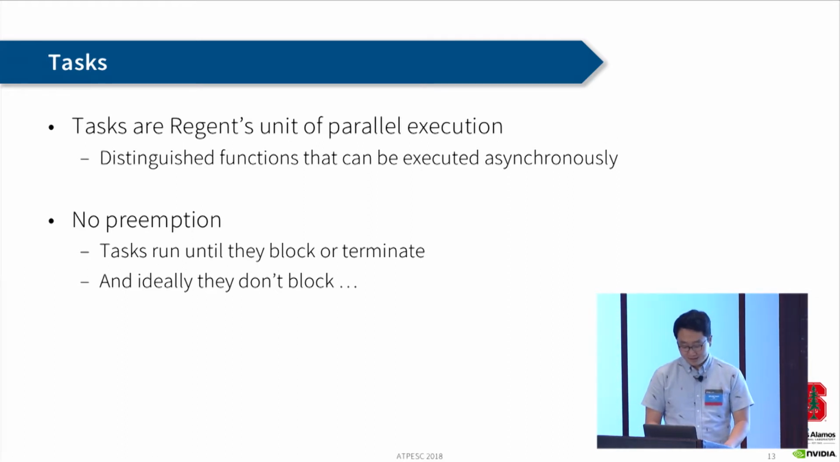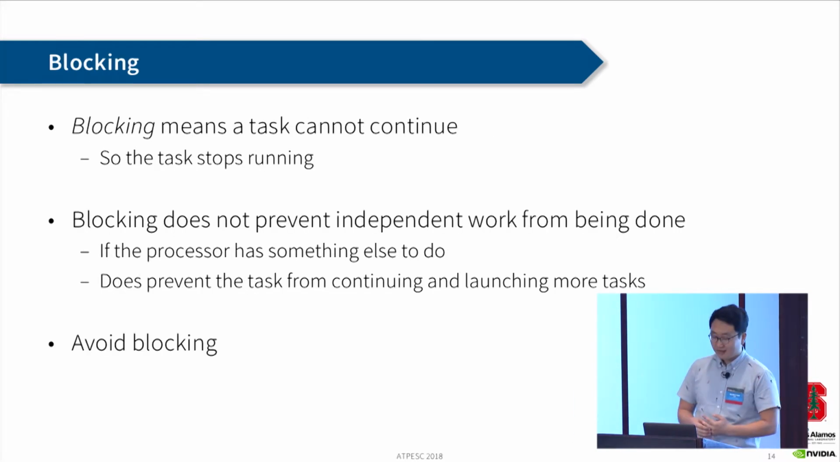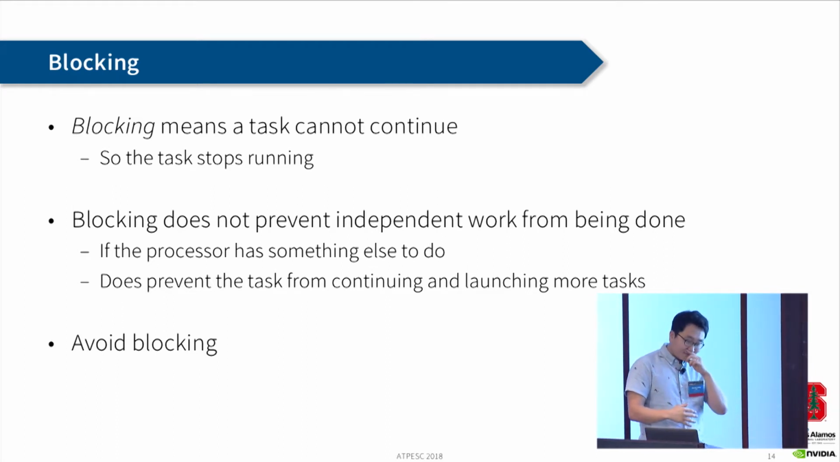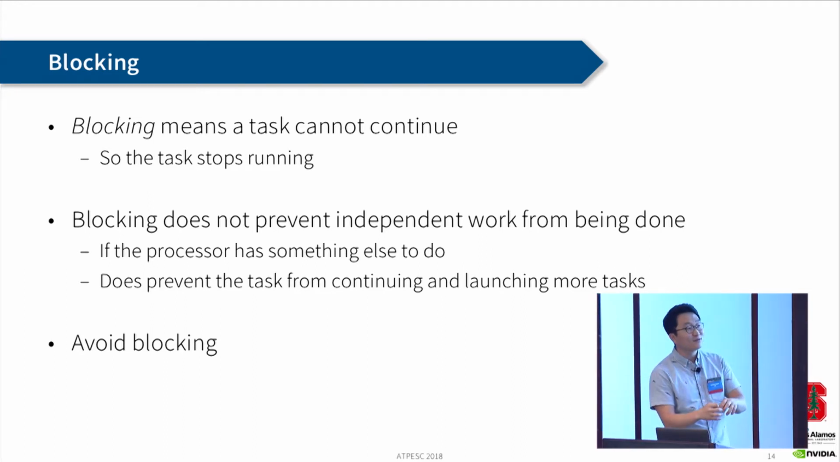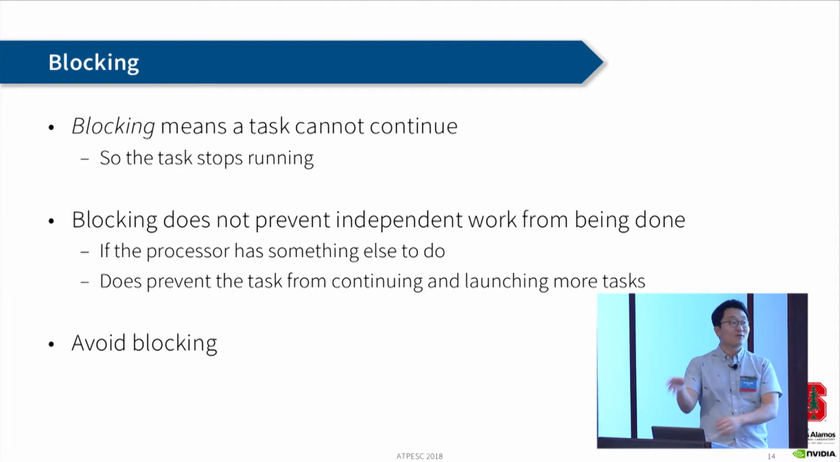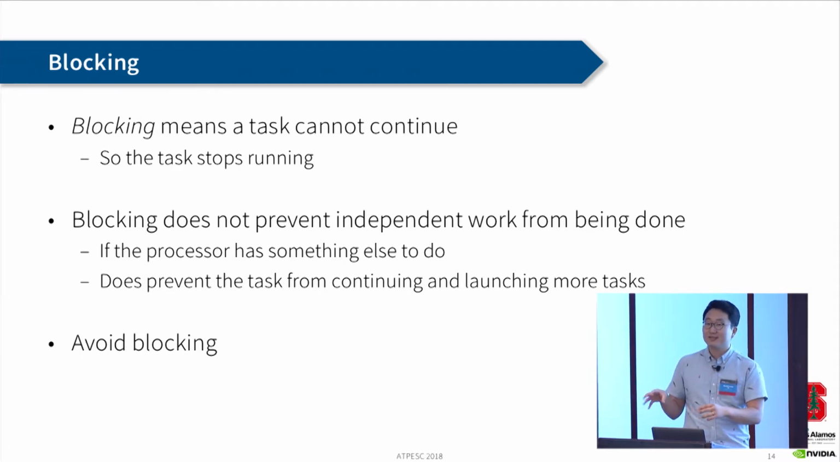Okay? But tasks can block in some cases. And what do I mean by blocking? So blocking means that whenever a task is waiting for something to happen, for example, it's waiting for some value to be computed by another task, it has to get blocked. Okay? And in that case, the task will be swapped out by some other task that is ready in the queue.